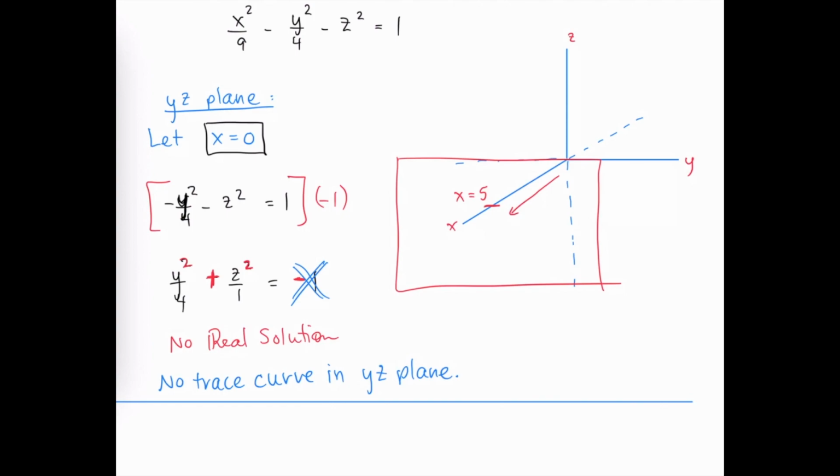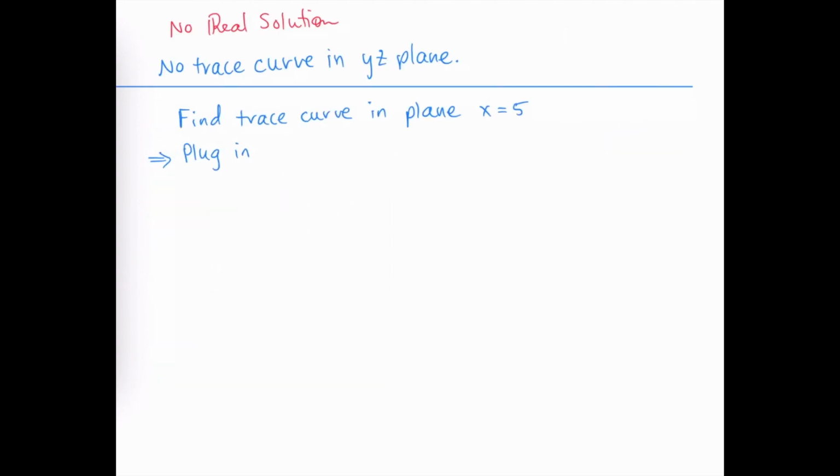Again, it's a trace curve because it would be a curve of intersection that is obtained by slicing with a plane that is parallel to one of the coordinate planes. X is equal to 5 would be parallel to the YZ plane, so any intersection curve in this plane would be a trace curve. So in order to find the trace curve in the plane x is equal to 5, we're basically going to plug in x is equal to 5 into the equation of the quadric surface.